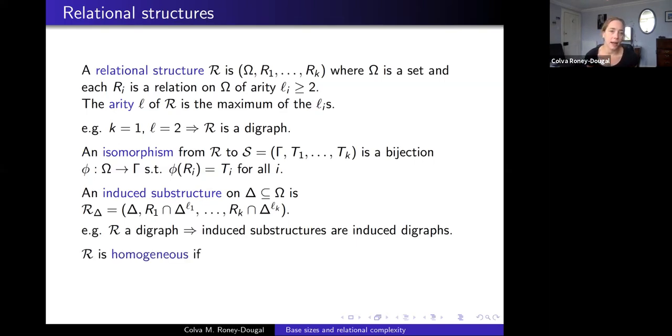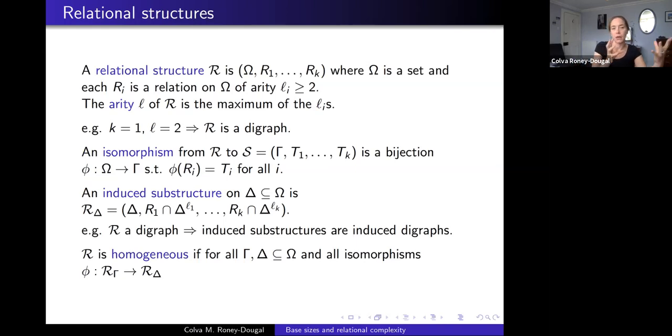Then we say that a relational structure is homogeneous if whenever I pick 2 subsets of omega, gamma and delta, and I take any isomorphism between the induced substructure on gamma and the induced substructure on delta, then there's an automorphism of R, so an isomorphism from R to itself, whose restriction to gamma is exactly this map phi. So any local symmetry extends to a global symmetry.